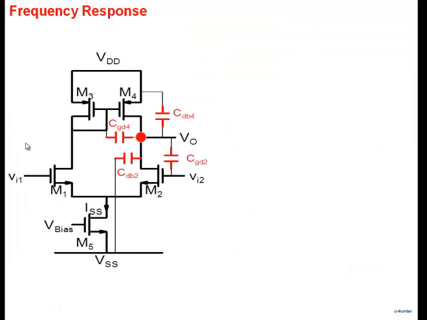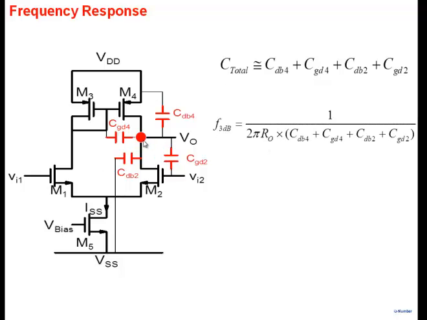Frequency response, we'll do a very simplified analysis. We'll assume that the differential pair is being driven by a low resistance source here, and 3 dB frequency is determined entirely by the output node here. So basically the net capacitance at this node, sum of all the capacitors due to PMOS and NMOS here. So drain to body, gate to drain of both the transistors, sum it up. Resistance at this node we know is R0. So we are considering only one time constant.